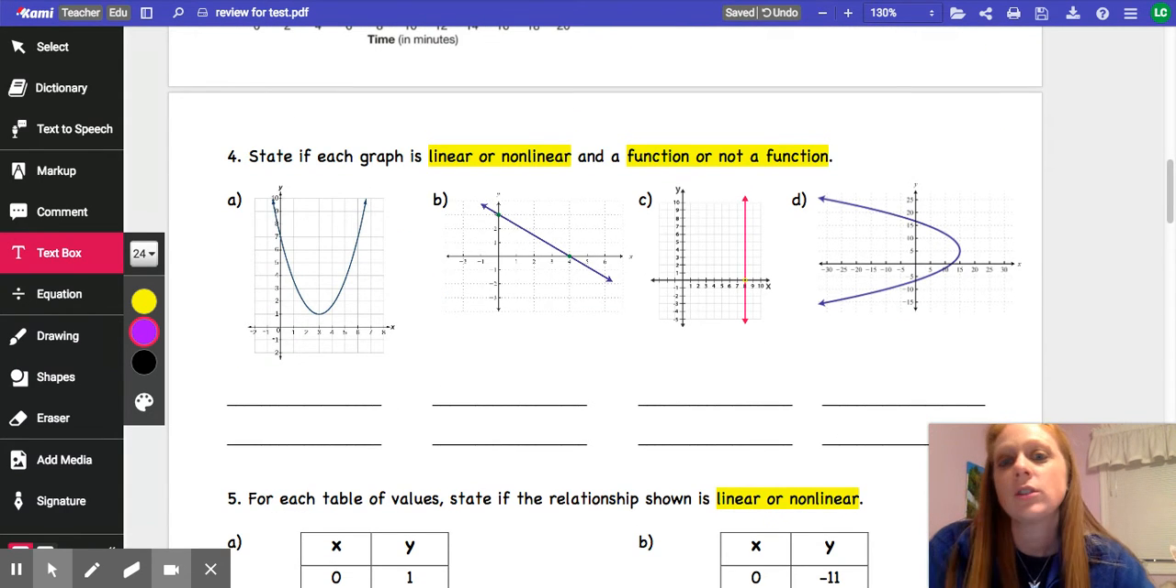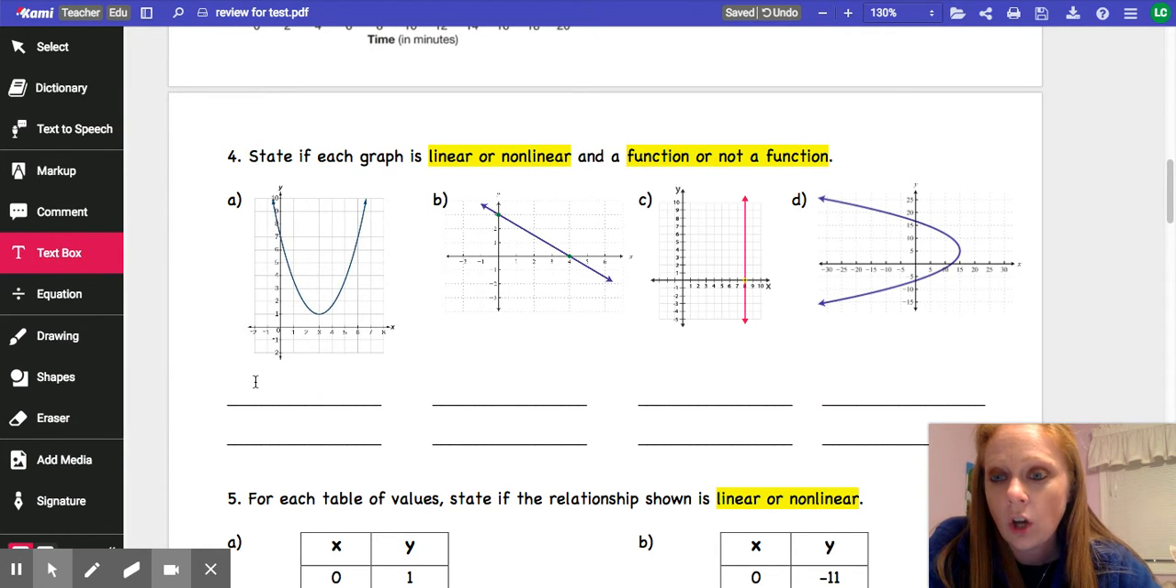Say if the following graphs are nonlinear or linear, or a function or not a function. So first let's do linear for all of them, since we already went over that. Linear is a straight line. Non-linear is some sort of curve or a bunch of straight lines pieced together. It has to be one continuous straight line to be linear.